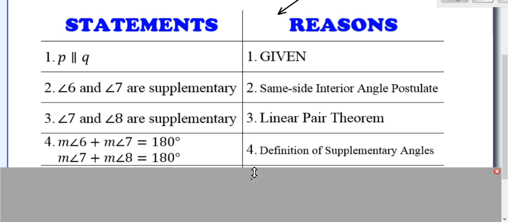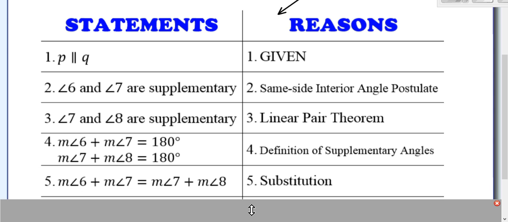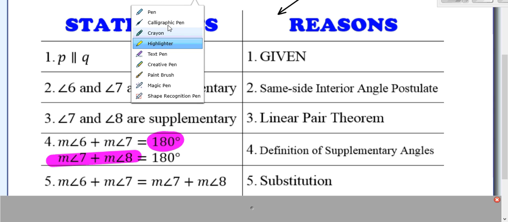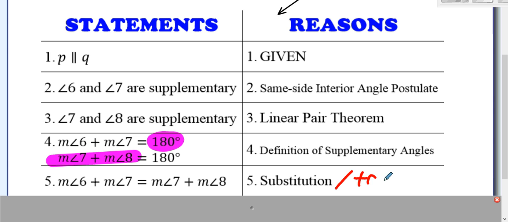But since they both equal 180, that means they equal each other. So we're going to substitute, or you could actually say transitive property also. Because if two things are both equal to 180, that means those things are equal to each other. So 6 and 7 equals 180. We can substitute out that 180 with 7 plus 8 because it's also equal to 180. So that's substitution, or you could say transitive property. That's okay too. That'd be appropriate. Either one would be fine.